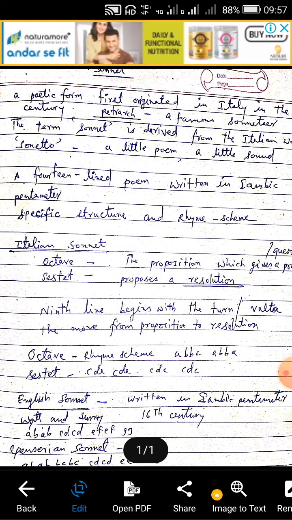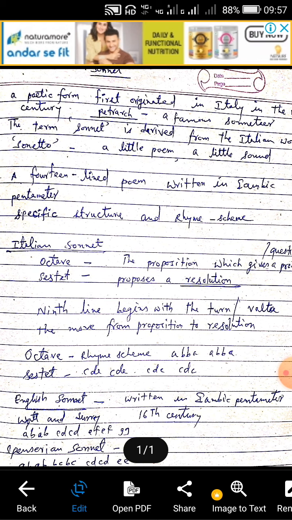As we know that sonnet writing began in Italy, so we categorize the sonnet into 3 parts: Italian sonnet, English sonnet, and Spanish sonnet. So first of all, we have to take Italian sonnet.